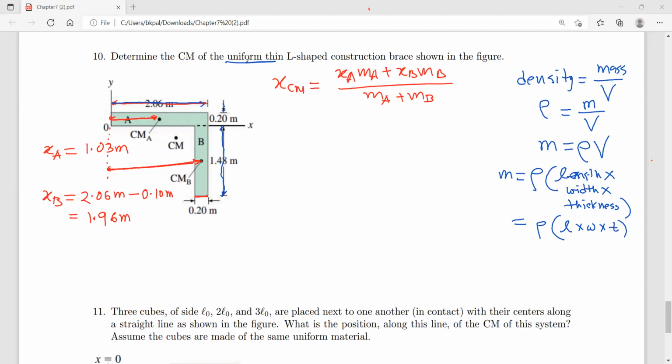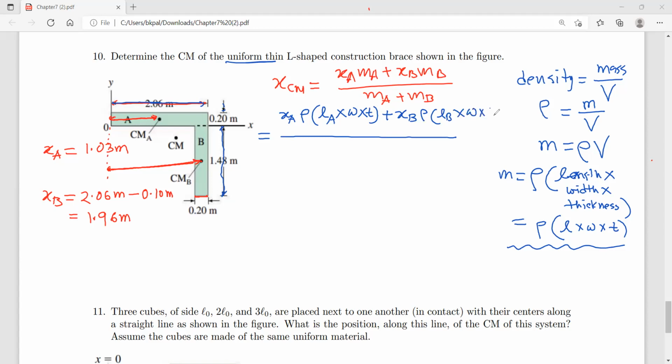So if mass equals this equation, then what we see here is something like this. XA, and rho will be constant. LA will be different, because LA is 2.06 and the length of B, LB, is 1.48. But W is the same, and thickness is the same. The same thing for XB, MB: rho is constant, only LB is different, and W and T are the same.